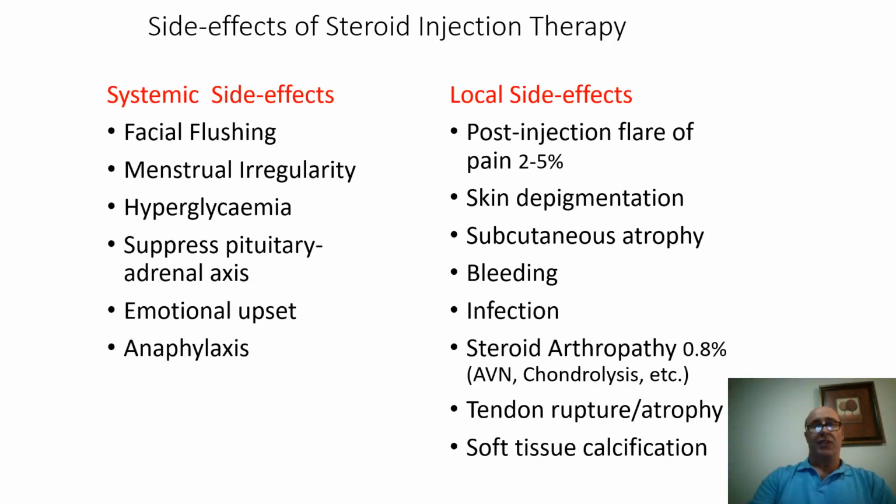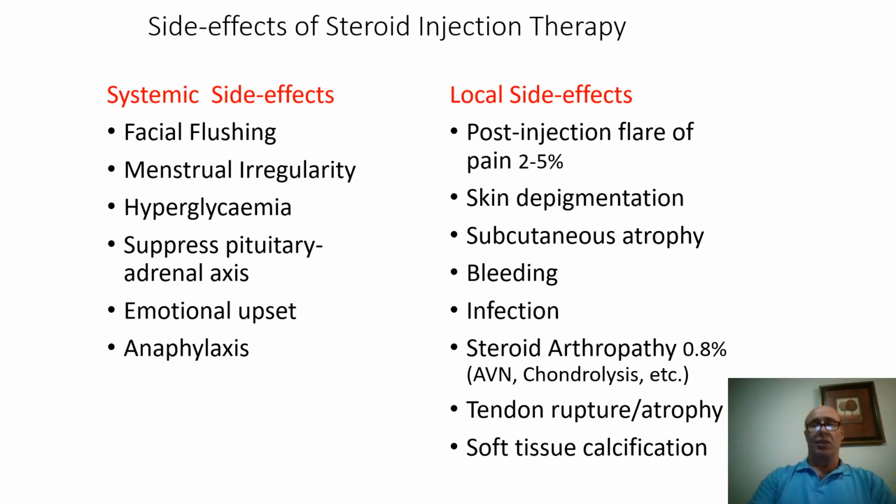Steroids obviously have side effects, and there's systemic and local side effects. The systemic effects include facial flushing, menstrual problems, hyperglycemia. So once again, be careful of your diabetics. It may suppress the pituitary adrenal axis. Patients can become emotionally upset, and there may even be an anaphylactic reaction to it.